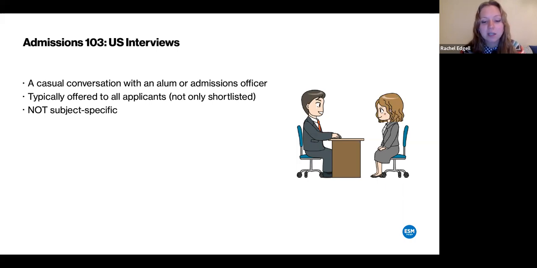But it should be seen as an opportunity for you to also learn more about the university, to ask about the student experience, and ask about what it was like to go to that university, because the person that you're speaking with has either attended that university in the past or they've worked there and either way have sort of their finger on the pulse, so to speak. So it's much more casual. It is not a test of knowledge of any kind.